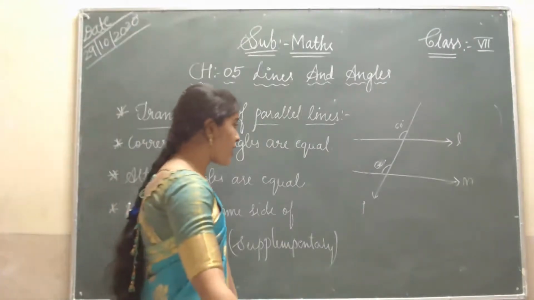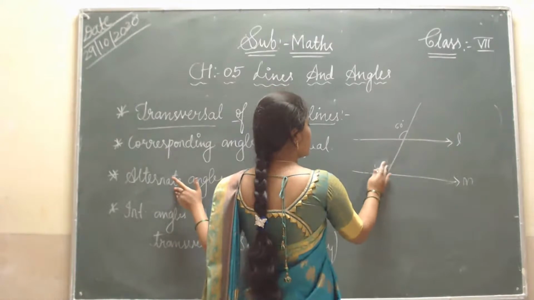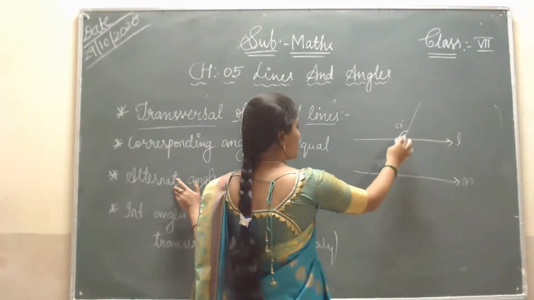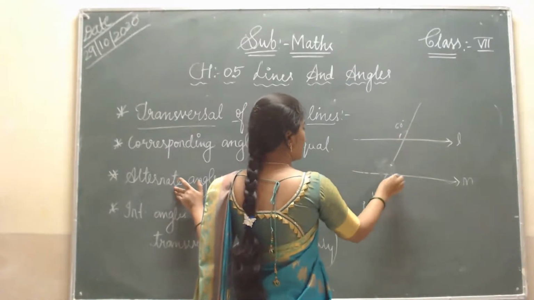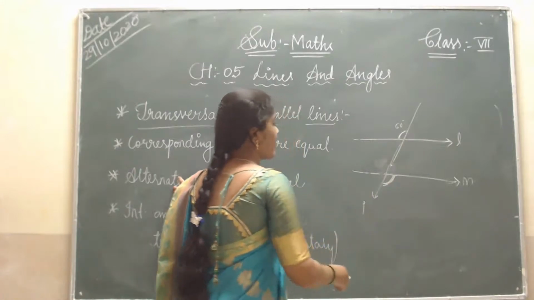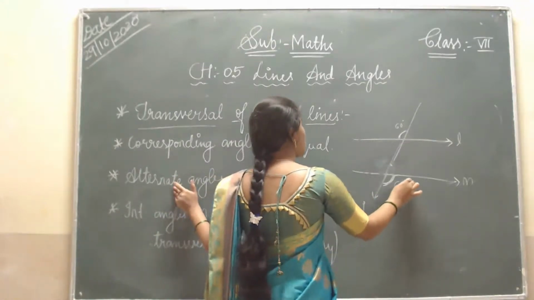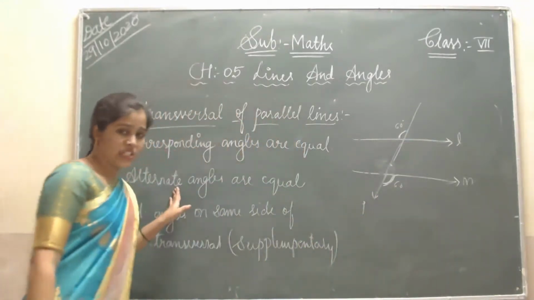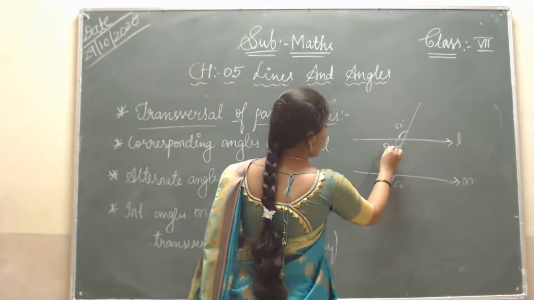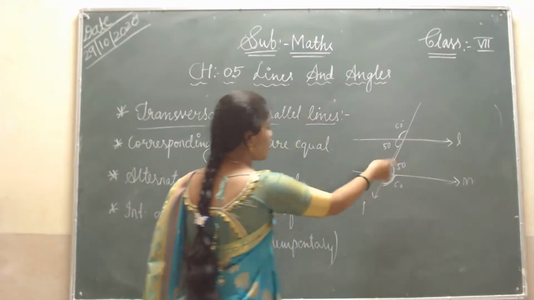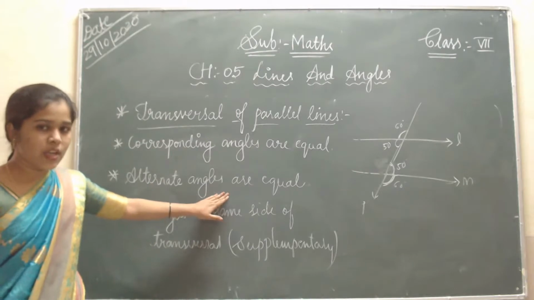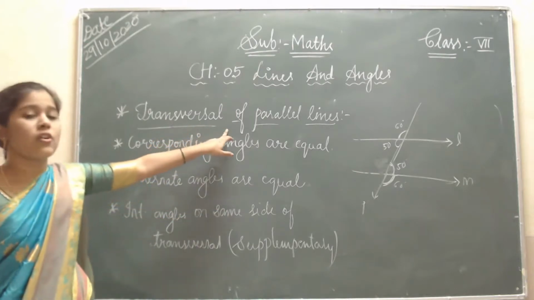Next, alternate angles are equal. I explained: alternate means if this is 60 here, the alternate angle of this is this one. Exterior angles means this one comes here. So if this one is 60, then this is also 60. Alternate exterior angles. And see here, if this one is 50, then this is also 50 because they are alternate interior angles. Alternate angles are equal.